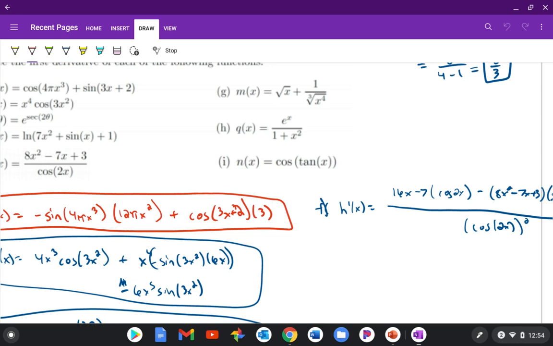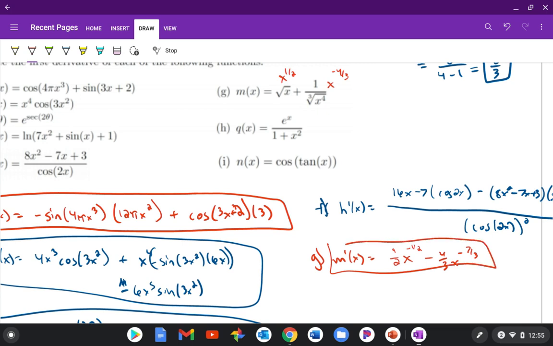G, m prime of x. We'd want to first write this as x to the 1/2 power. In this one, you want to write it as x to the negative 4/3 power. So then it would become 1/2 x to the negative 1/2, and then minus 4/3 x to the negative 7/3. That's your solution. You could also rewrite this as 1 over 2 times the square root of x, minus 4 over 3 times the cube root of x to the 7th power.